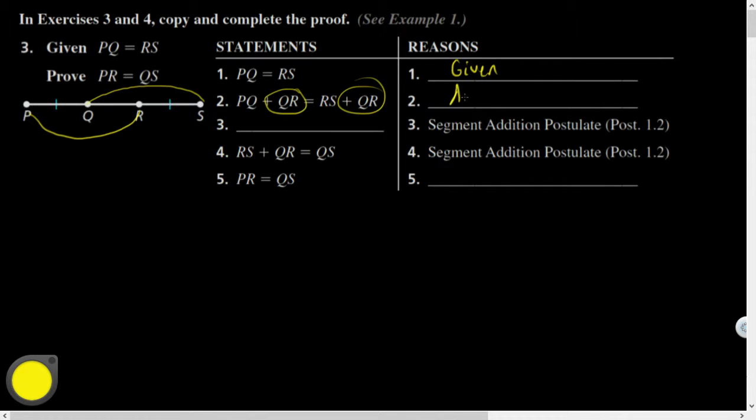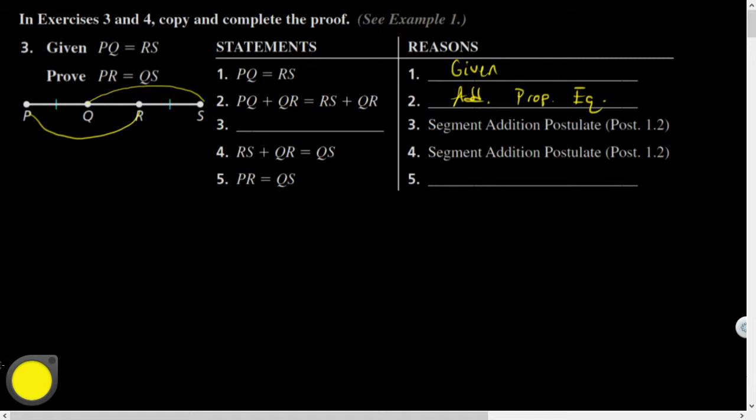I was gonna say, it looks like they jumped the gun on some segment addition or something. But that's the addition property of equality. And when we write our proofs later, we want to make sure that sequentially each step makes sense as much as possible. All right, so PQ plus QR is equal to RS plus QR.